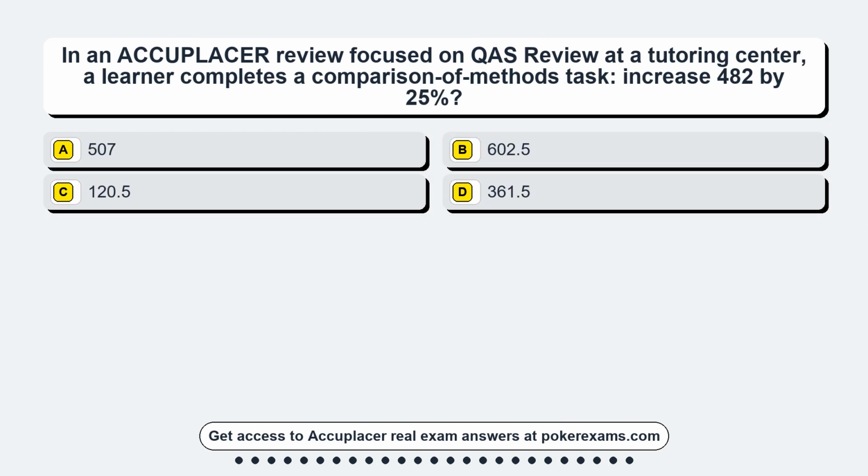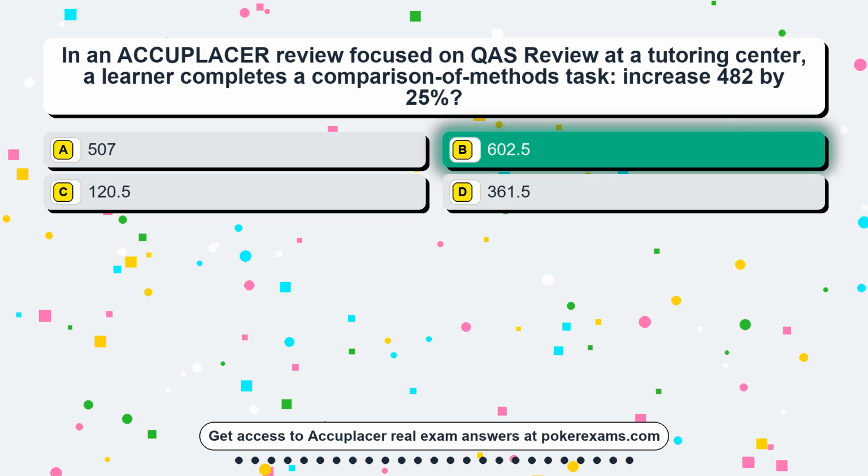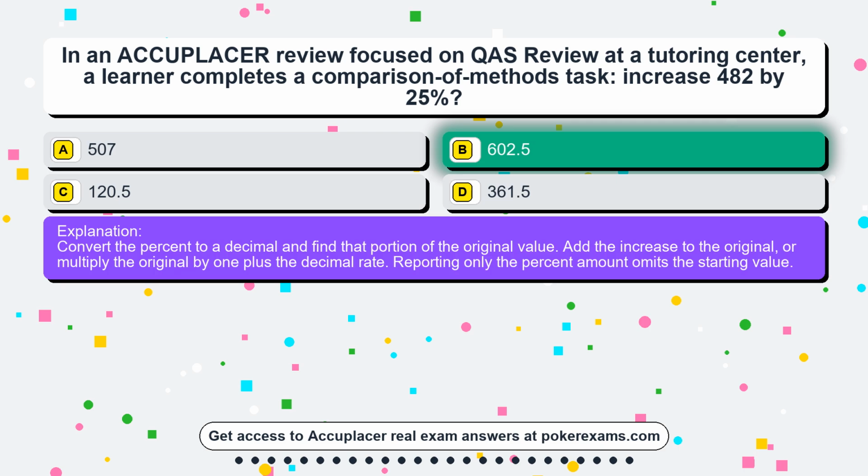Question 23. In an ACCUPLACER review focused on QAS review at a tutoring center, a learner completes a comparison-of-methods task. Increase 482 by 25%. Option A, 507. Option B, 602.5. Option C, 120.5. Option D, 361.5. The correct answer is option B, 602.5. Convert the percent to a decimal and find that portion of the original value. Add the increase to the original, or multiply the original by 1 plus the decimal rate. Reporting only the percent amount omits the starting value.